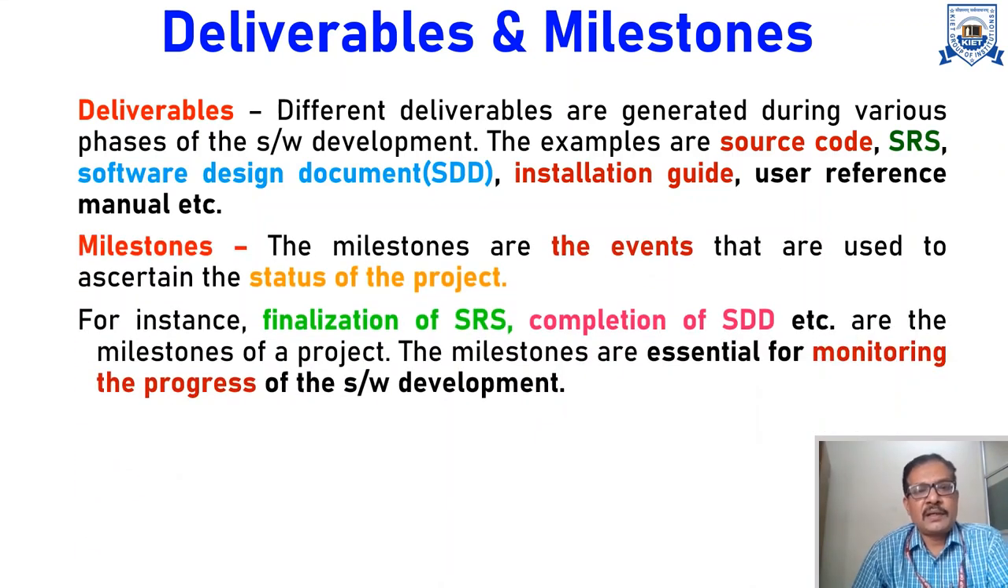Whereas milestones are the events that are used to ascertain the status of the project. For example, the finalization of the SRS is one milestone. That indicates that the SRS is ready and now we are going to freeze the SRS. Completion of the software design document is another milestone. The end of coding is another milestone. The end of testing is another milestone.